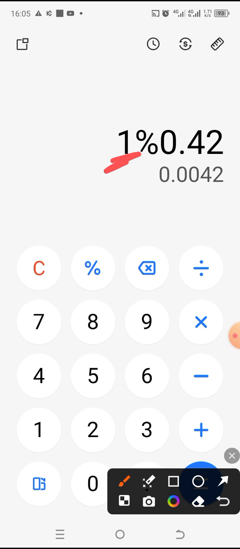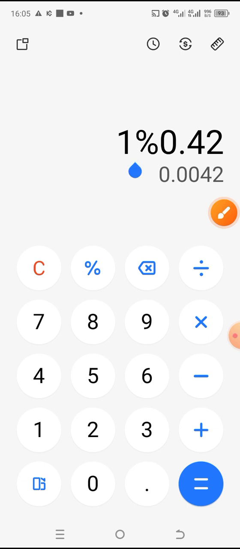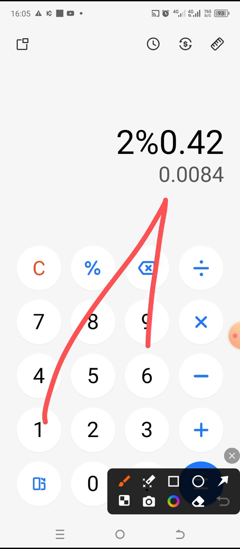So assuming you want to make 2% profit, that means this is 2. So you'll be earning a profit of 0.084.